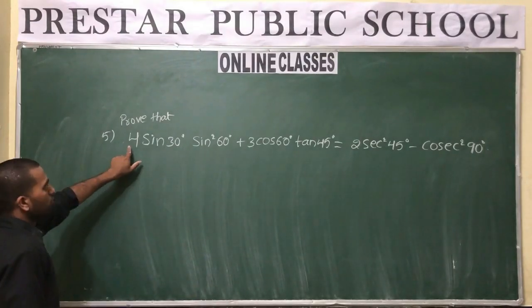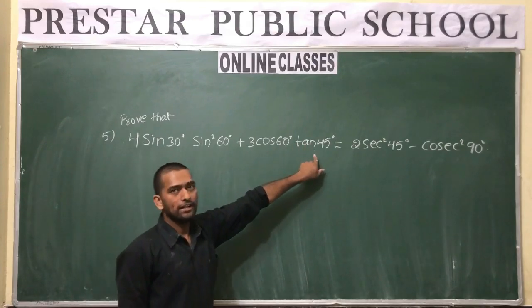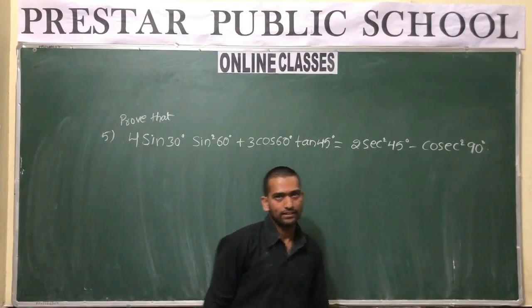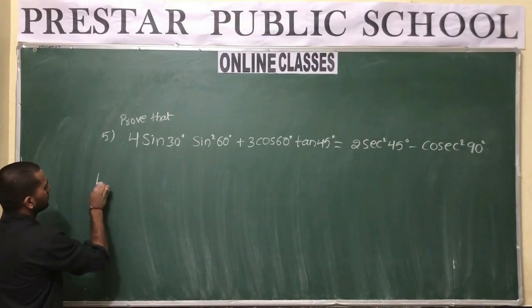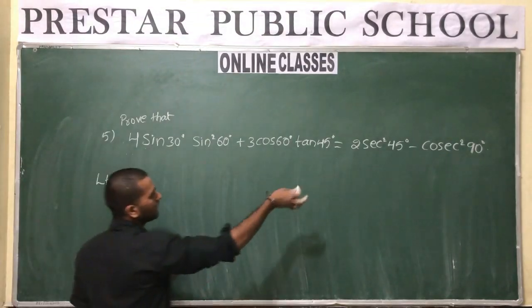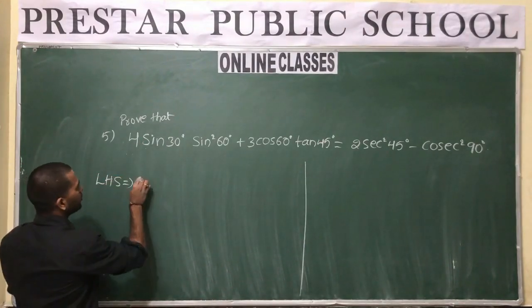So 4 sin 30 sin square 60 plus 3 cos 60 tan 45 is equal to 2 secant square 45 minus cosecant square 90. We need to prove it. Now, first we will take LHS. We will solve the LHS first and then RHS. What is the value? Just substitute the values in LHS.